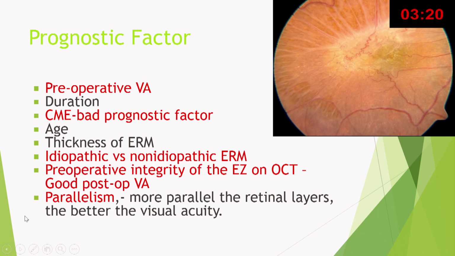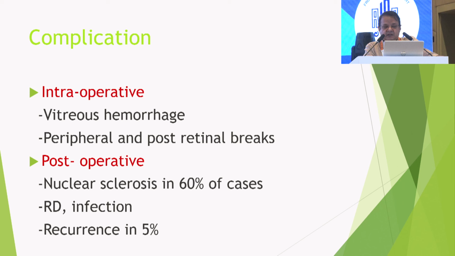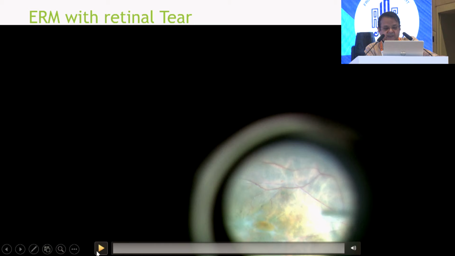You should identify what Dr. Ritesh was telling, DRIL. If you have DRIL, then the visual improvement will be less as compared to a no-DRIL patient. You can have intraoperative complications like vitreous hemorrhage, peripheral retinal breaks, and postoperative complications like nuclear sclerosis, RD, infection, and recurrence in 5% of cases. One of these patients, I landed with a major complication.